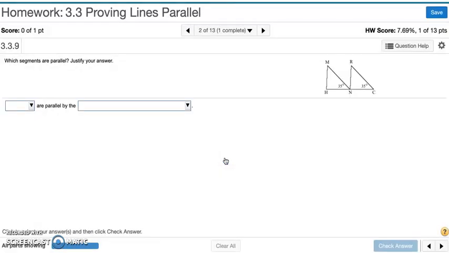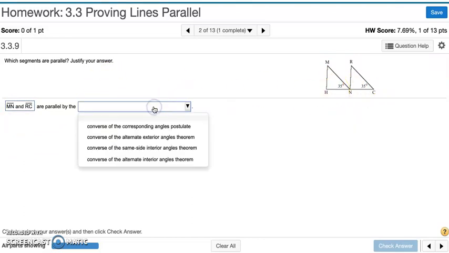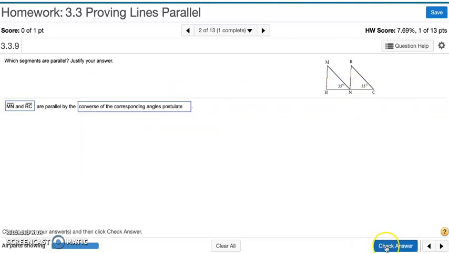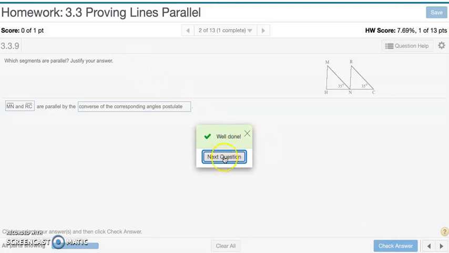Number 2. Which segments are parallel? Justify your answer. Since these two angles are congruent, that means MN and RC would have to be parallel. And looking at the 35s, they are corresponding, so this will have to be the converse of the corresponding angles postulate. And that is number 2.